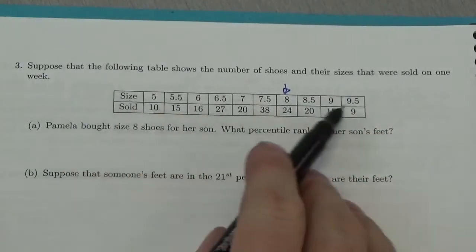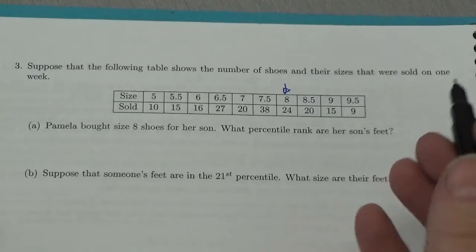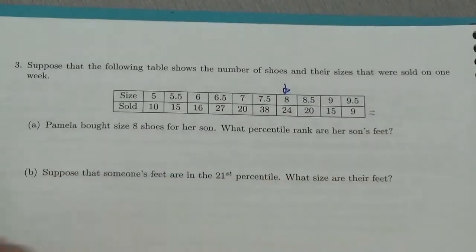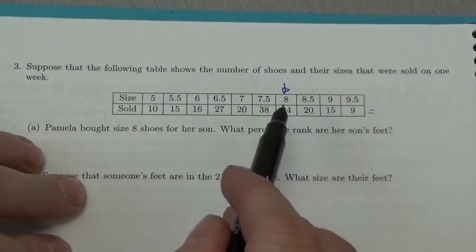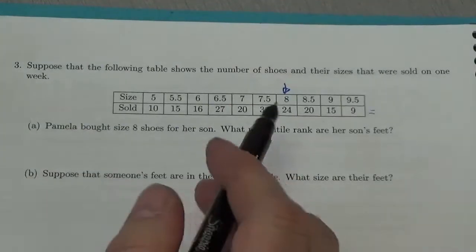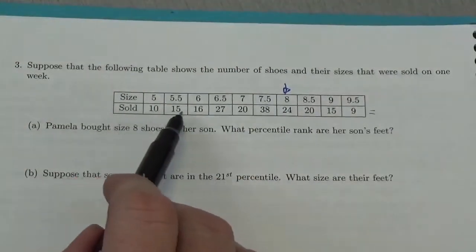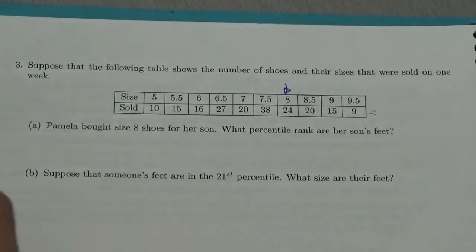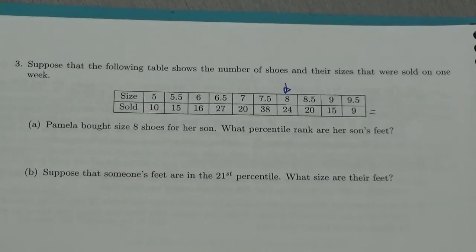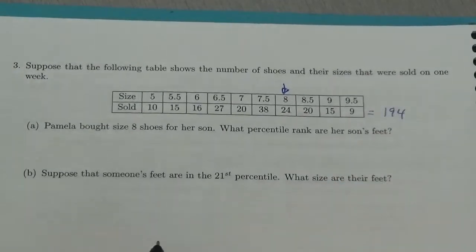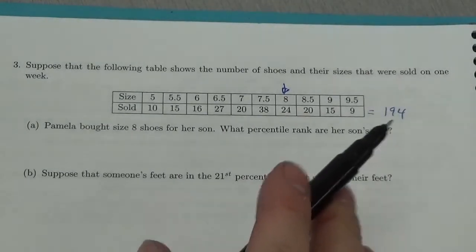Now, the sizes, though, basically just tell us where to look at the population. What I've got to do, first of all, is figure out what the total is. I'm more interested in the number of items than I am specifically in the size. The size is going to help me split things up here, but I'm really more interested in this number that are sold here. So to start off with, I'm going to create a percent calculation. I need a total. So 10 plus 15 plus 16 plus 27 plus 20 plus 38 plus 24 plus 20 plus 15 plus 9 is 194.